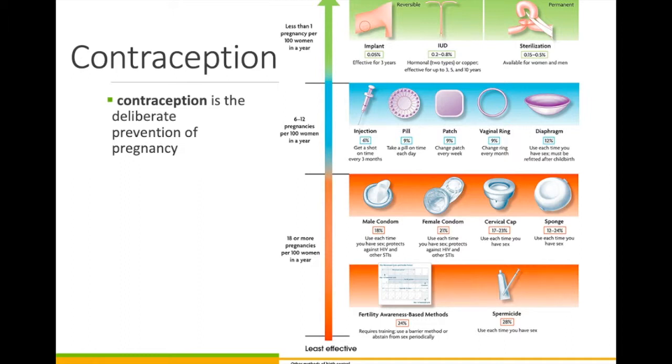So one of the most effective is sterilization, and so this would be something called a tubal ligation for women, where the ovarian tubes, the oviducts, are knotted and clamped. And this is called a vasectomy in men. The picture shows scissors here cutting the tube. That's not always the case. This can be done so that it's reversible.